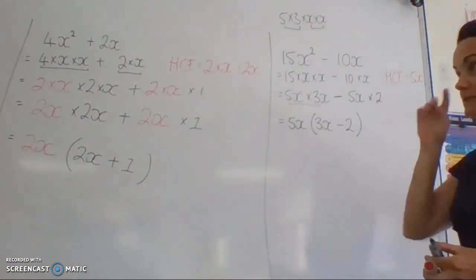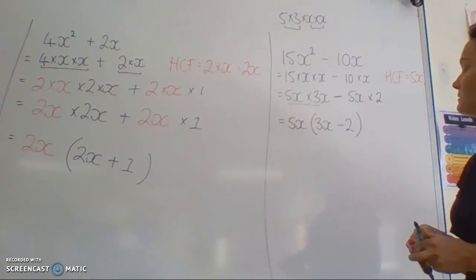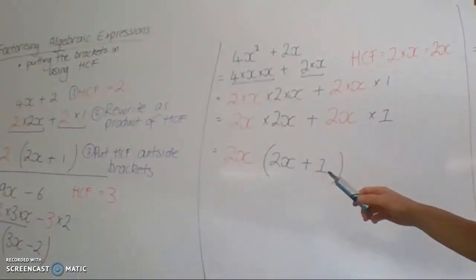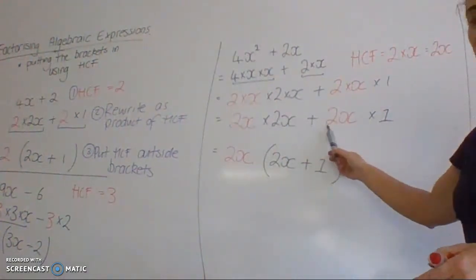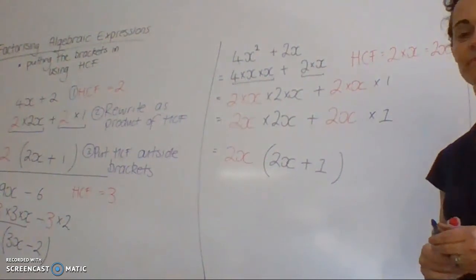So that's factorising algebraic expressions. The first ones we did were where x is not raised to any power, and these ones here, x is raised to the power of 2, so it's a quadratic expression. Okay.